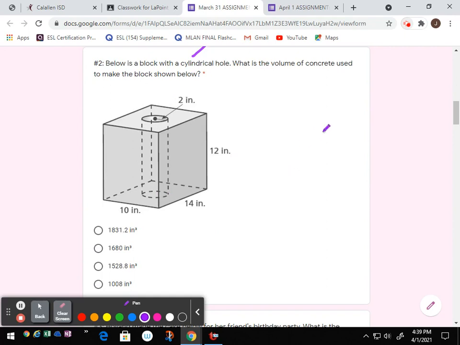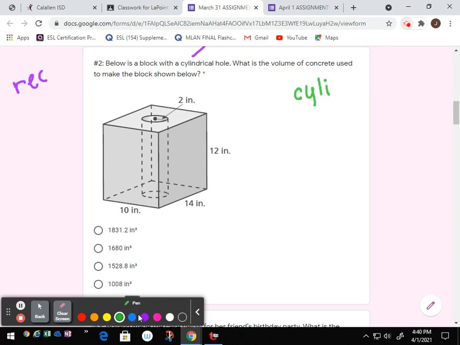Number 2 says, below is a block with a cylindrical hole. What is the volume of concrete used to make the block shown below? All right, when we look at this, we see two shapes. We see a rectangular prism, so I'll write rectangle over here. We have a rectangular prism there. In our second shape, we see a cylinder on the inside for the cylindrical hole. So cylinder, CYL.